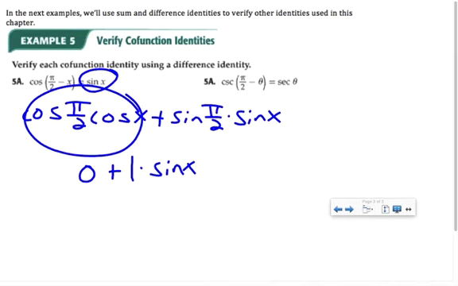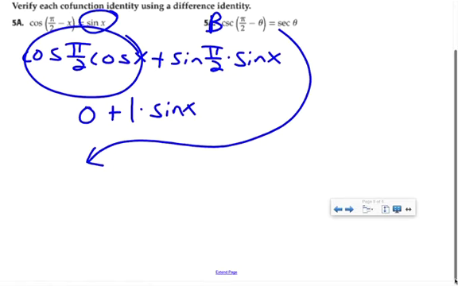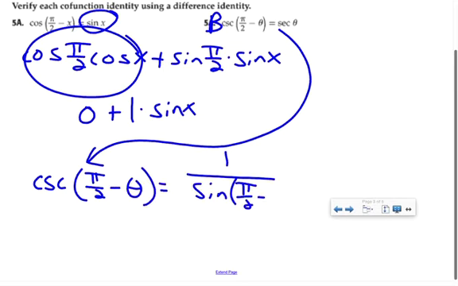I have two part A's. How very strange. That's a typo. That should be part B. So in part B, I'm taking the cosecant of something, well, remember that's 1 over sine. So I can say that the cosecant of pi over 2 minus theta is going to equal 1 over the sine of pi over 2 minus theta.